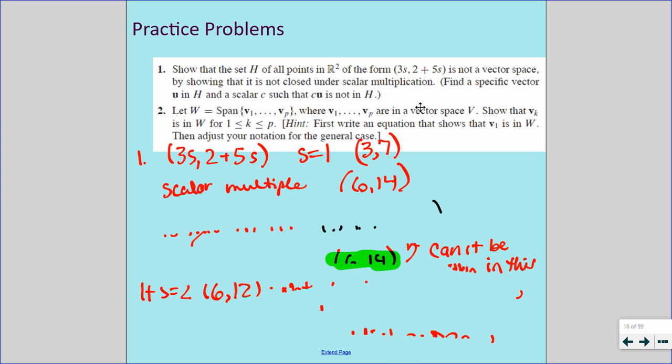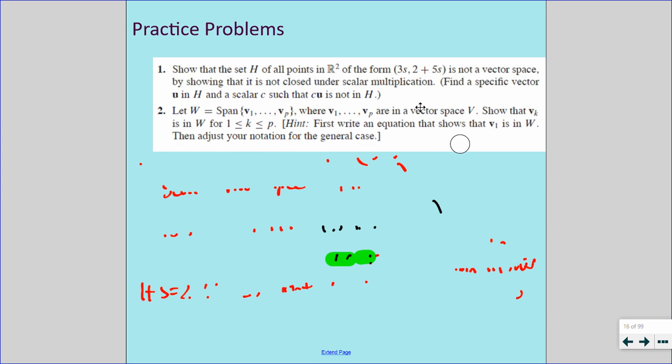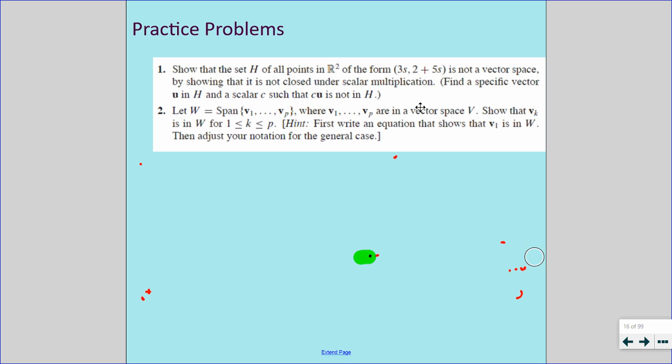Number 2 states, let W equal the span of the vectors W1 through WP, where W1 through WP are in a vector space V. Show that VK is in W, where K is some value between 1 and P. So essentially, if W is made up from the span, that means W is made up of scalar multiples of V1 plus V2 plus V3 plus VK all the way to VP.